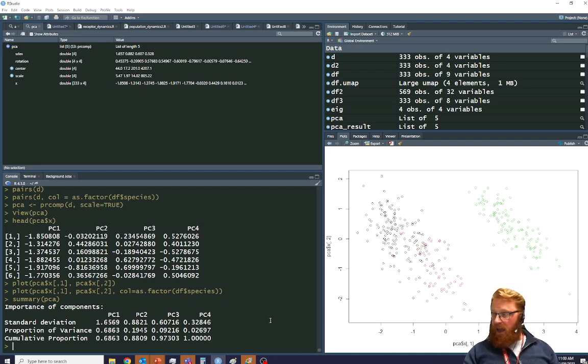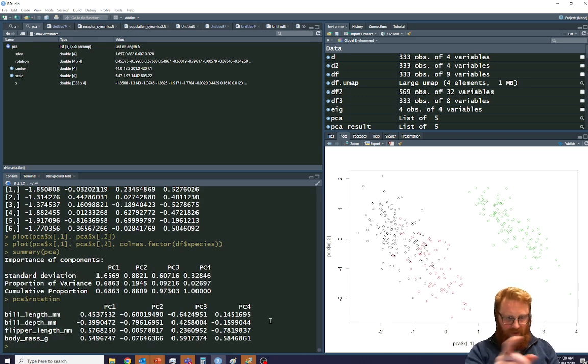Okay, but how did PCA do this, right? And what is the secret sauce? The secret sauce of the PCA is this rotation matrix, or these loadings as they're called. So PCA dollar rotation, we print them out, and it says, if we want to project our data onto principal component 1, we take 45% of the bill length, we take minus 40% of the bill depth, we take 57% of the flipper length, and we take 54% of the body mass, right?